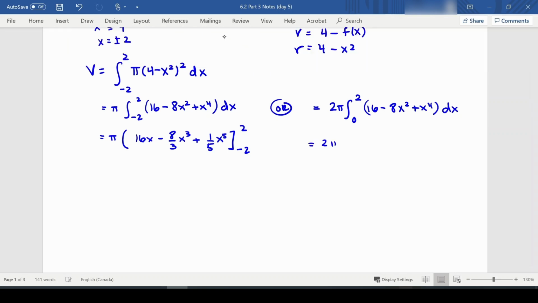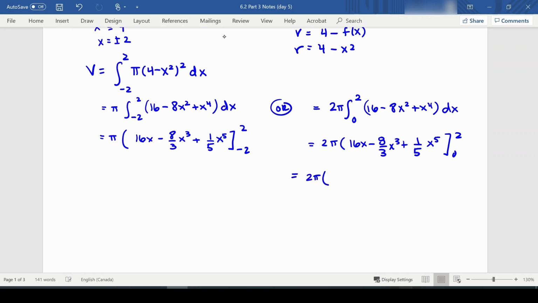So this gives us 2 pi times 16x minus 8 over 3 x cubed plus 1 over 5 x to the fifth, from 0 to 2. So I should get the same answer either way. Obviously, the one on the right-hand side might be a little easier because you're not having to subtract. You're subtracting 0. So I'm going to continue with that one.